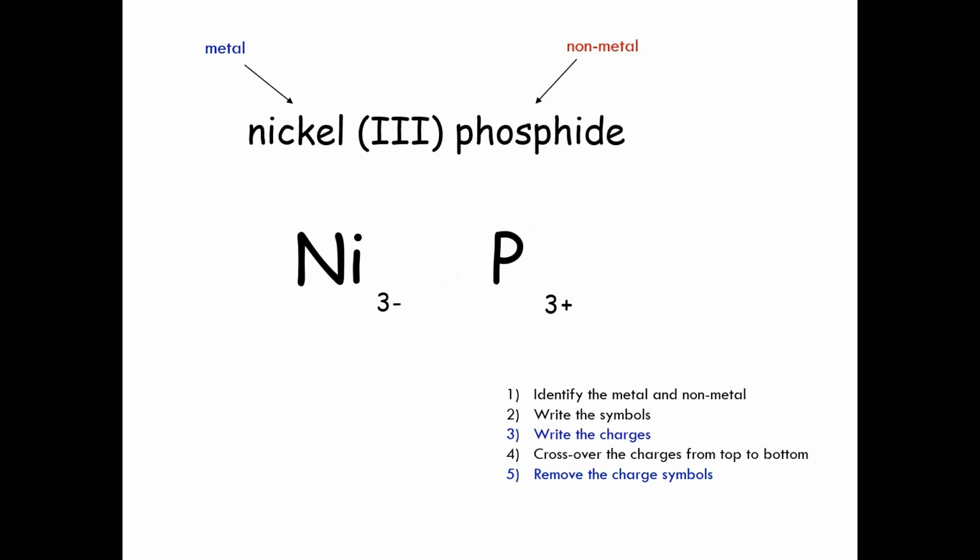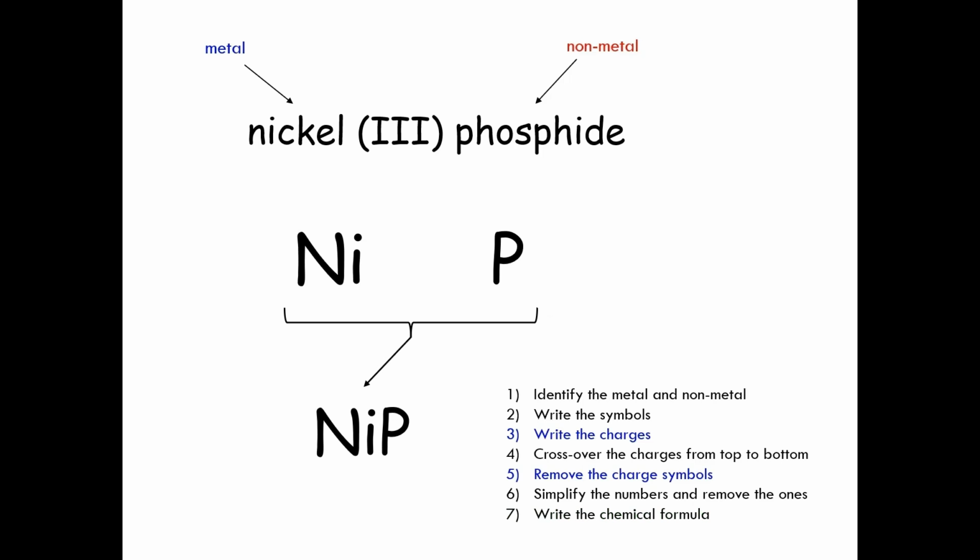Remove the charge symbols. And rule number 6, simplify the numbers and remove the ones. Now looking at this point in the slide, can you simplify these two values any further? Of course you can, because they're both 3, and by dividing both these values by 3, I can replace them with 1s. Now that I have the values of 1, I can remove those 1s when putting this chemical formula together. And so when I write the chemical formula, it is written as NiP.